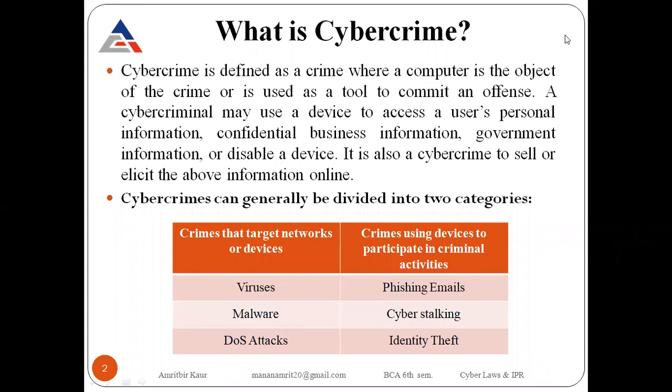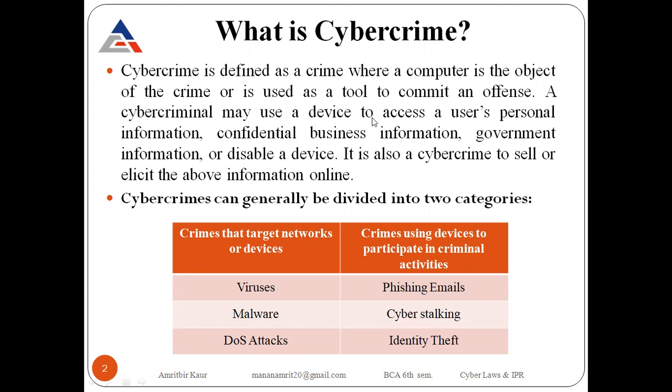So our next topic is cybercrime. Cybercrime is defined as a crime where a computer is the object of the crime or is used as a tool to commit an offense. A cyber criminal may use a device to access a user's personal information, confidential business information, government information, or disable a device. It is also a cybercrime to sell or leak the above information online. So cybercrime is a crime where a computer is used.